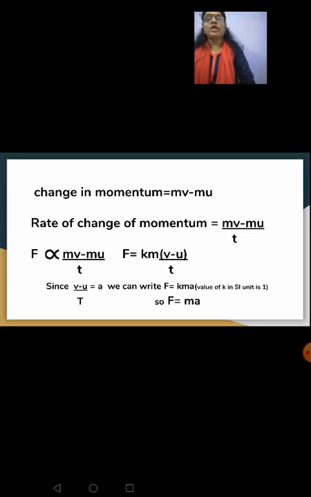So F is equal to kma now. The value of k in SI unit is always 1. It is considered as 1 in SI unit. Therefore, when we supply the value of 1 to k, the equation becomes F is equal to ma. This is your Newton's second law of motion, mathematical derivation.